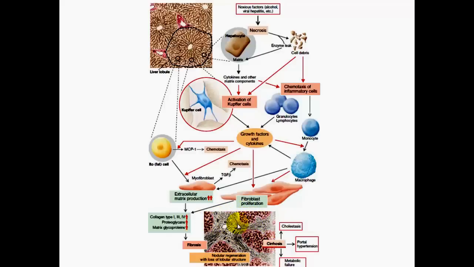And what are those three things? Those three things are called cirrhosis, isn't it? Cirrhosis may have its own complications like cholestasis, portal hypertension, metabolic failure, which we shall be discussing a little later.